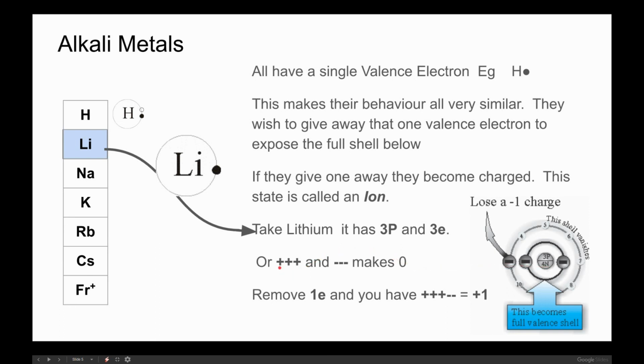So lithium looks like this. 3 pluses and 3 minuses. If you take away one of these electrons, if I scratch this off, you're adding up +1, +1, +1, -1, -1. You're left with a positive charge, and it is now a positive ion. When it does that, it has perfected its shell by erasing this outer one and exposing the complete shell down below. All of them do this.